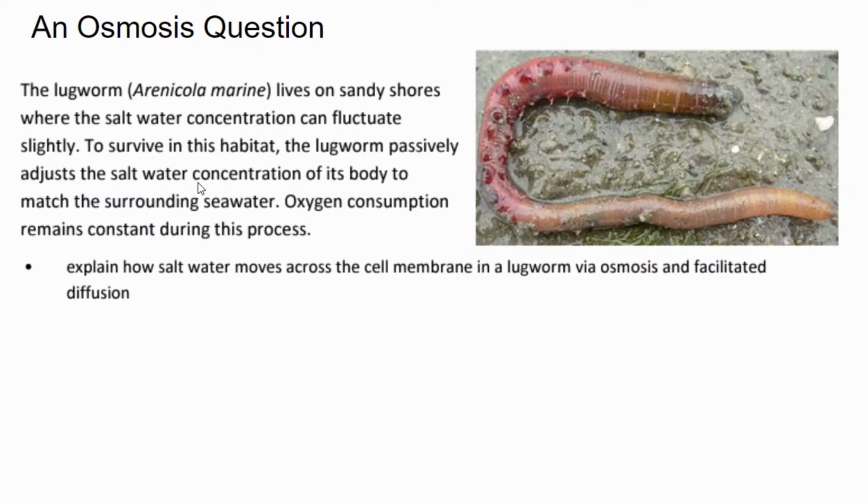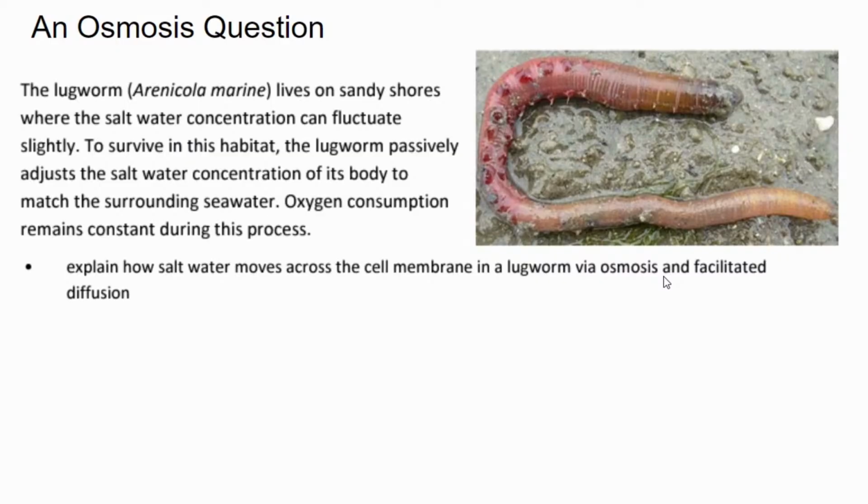It also says that the saltwater concentration of its body matches the surrounding seawater. So this means that if the seawater increases in salinity or saltiness, then the environment inside our lugworm's cells also needs to increase in saltiness. If the saltwater drops salinity, so the concentration of salts becomes lower, then the concentration of salts inside our lugworm needs to become lower as well. We're asked to mention two processes.